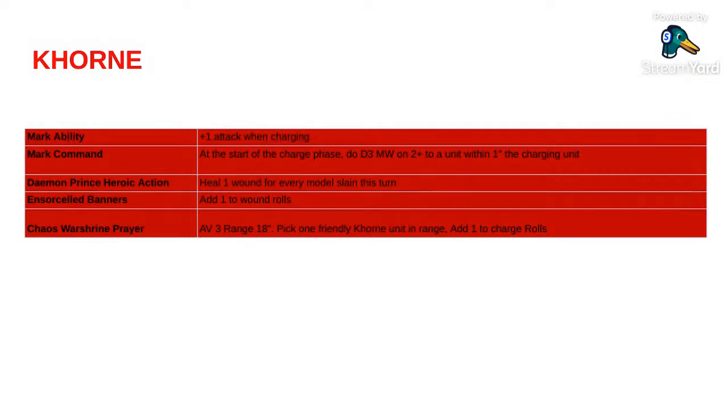Again, super good. And then your Chaos War Shrine, answer value 3, range 18 inches. That unit gets +1 to charge rolls. So again, that's really pushing you in that direction of the ABCs of Age of Sigmar: Always be charging. So KHORNE, always be charging. That's what KHORNE's all about. Get that blood for the Blood God and those skulls for the Skull Throne.